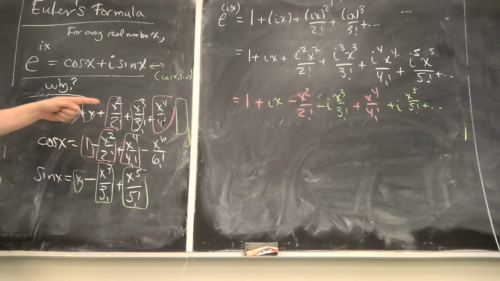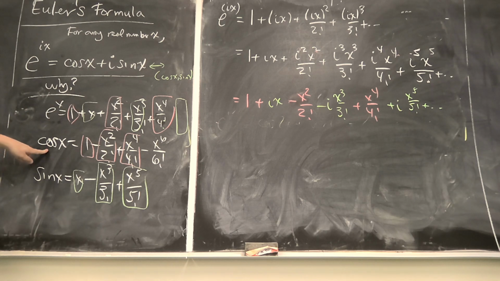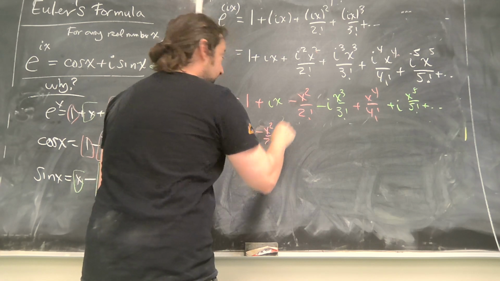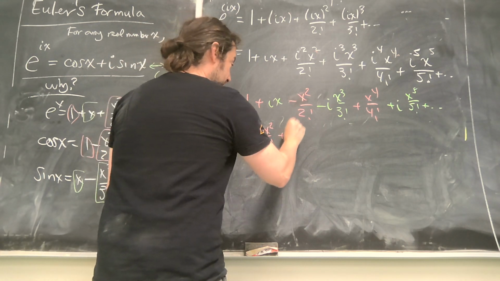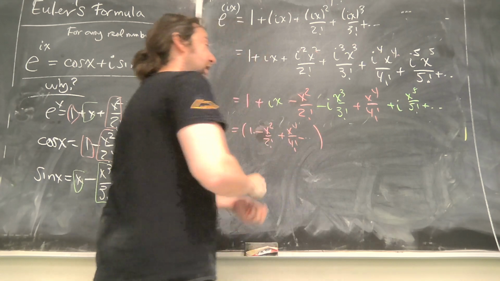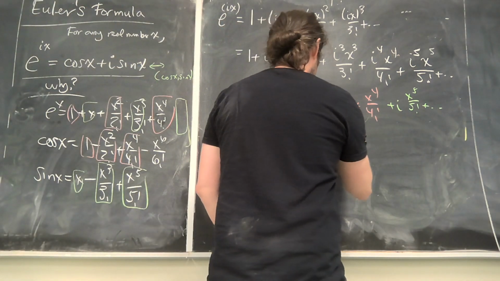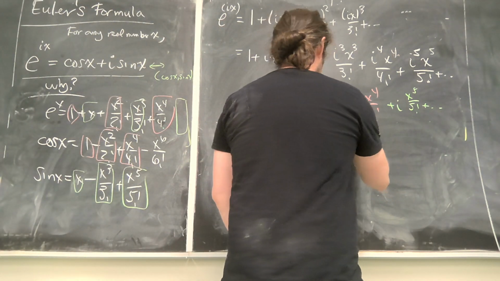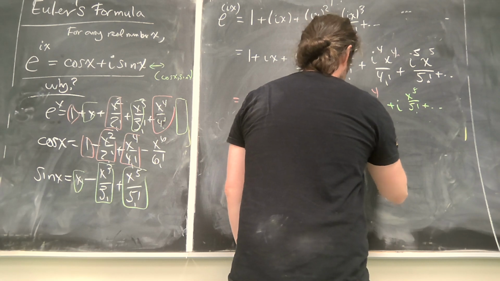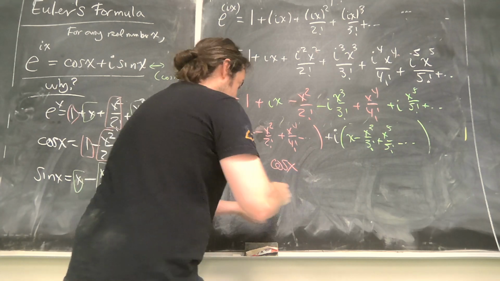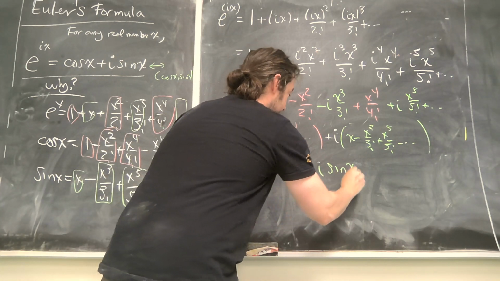And you can see the red terms are the cosine: 1 minus x squared over 2 plus x to the fourth over 4 minus x to the sixth over 6. All of the red stuff is cosine. I fixed the sign pattern by putting the i in. Plus x to the fourth over 4 factorial and so on. And all of the green stuff has a common factor of i. So just factor it out. Plus i times x minus x to the third over 3 factorial plus x to the fifth over 5 factorial and so on. And this is cosine of x. And this is i times the sine of x.